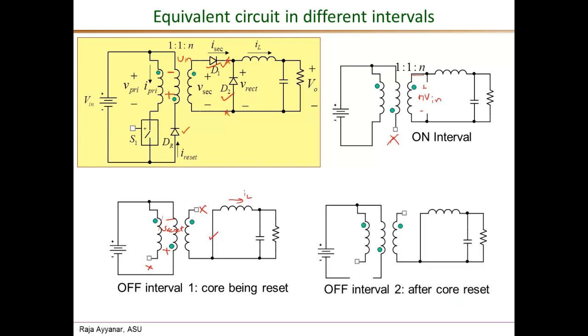As soon as the phi m in the core becomes zero, we say that the core is completely reset, and then we enter the off interval number 2. During this interval, operation is quite similar to that of off interval 1, except that the reset diode DR is now off. The current was coming down and reached zero, and once it reaches zero, it cannot become negative because of the diode, and therefore that is also open circuited. The primary switch was already off, the diode D1 was off, and only diode D2 is conducting. It carries the inductor current, and that is shown as the short circuit here.